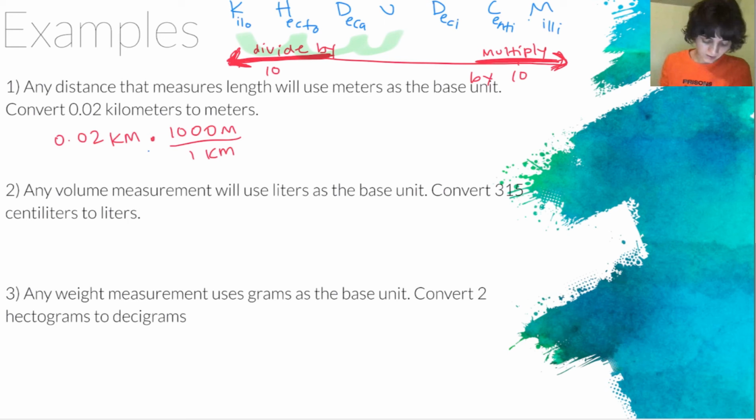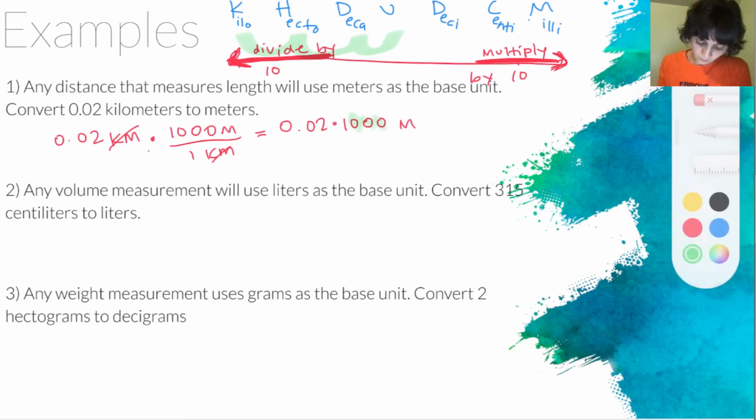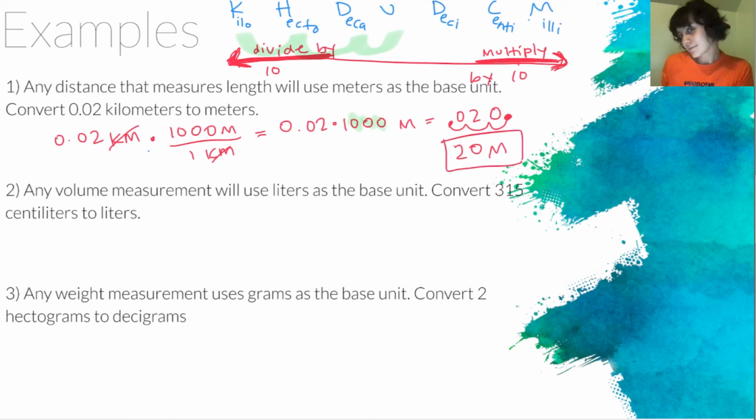I'm multiplying by 1,000. My kilometers go away. So I have 0.02 times 1,000 meters. And then an easy way to multiply by thousands is however many zeros you have. So in this case I have 1, 2, 3 zeros. That's how many times you move the decimal place over. So if my decimal place was right there, I'm moving it over 1, 2, 3 to now be there. So my new number is 20 because that's where my new decimal place is. So this is 20 meters.